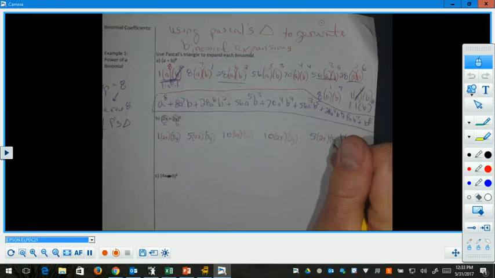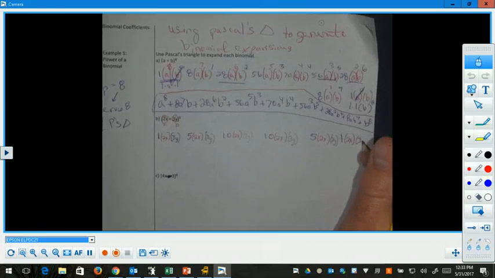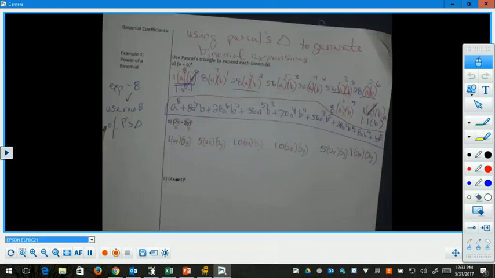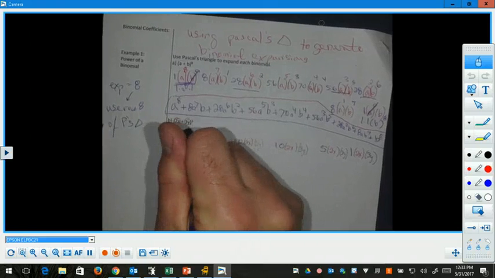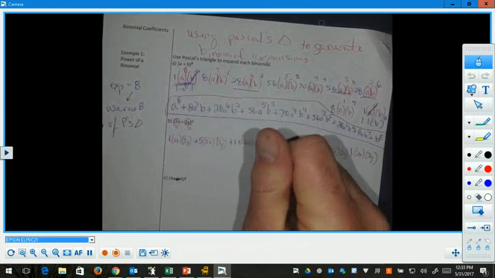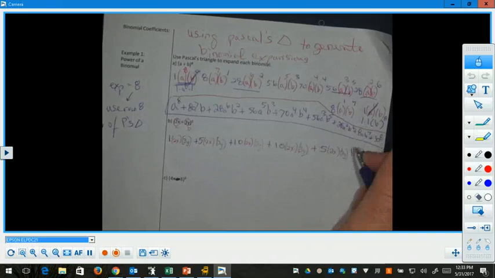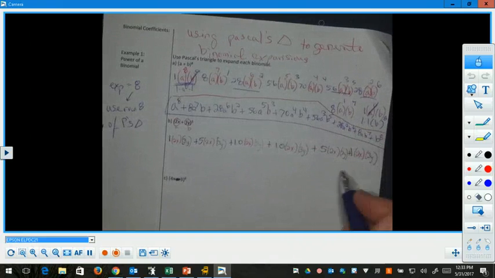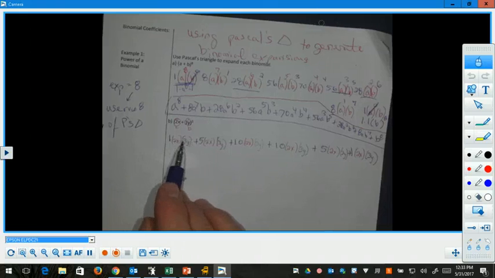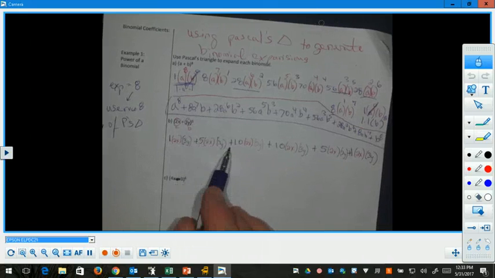Now, what operation is between these is multiplication. Yes, there is a plus between each one of these things, but each term of this, when it's expanded, really has a plus sign. So this is a term, these things are multiplied together, then this is a term because those things will be multiplied together.